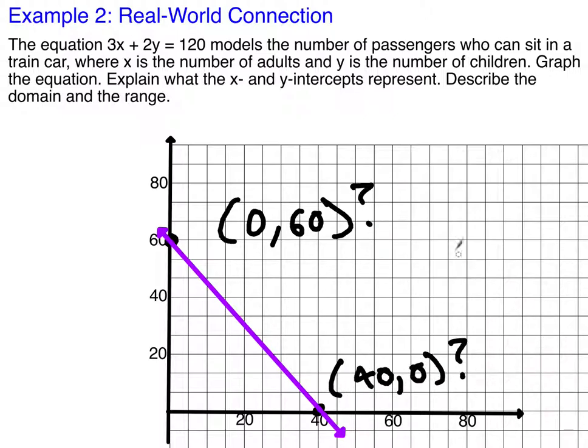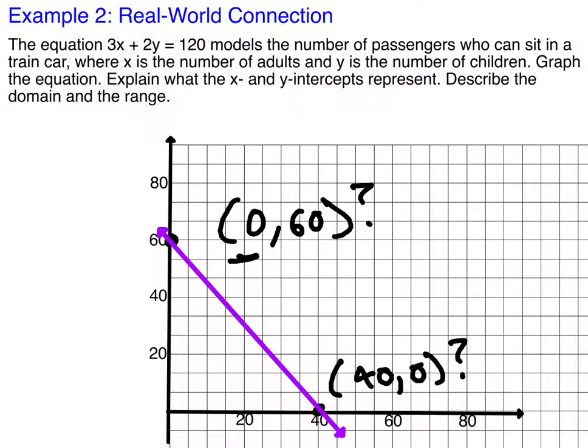What do they represent? Well, let's look at what x and y represent. X is the number of adults, y is the number of children. So here you have 0 adults and you have 60 children. So this represents how many children could fit on the train if it was only children on the train, 0 adults. This is the opposite. You could fit 40 adults on the train if you had 0 children. So it kind of shows the maximum for each variable. The maximum value that y could be in this case is 60, and the maximum value that x could be in this case is 40.